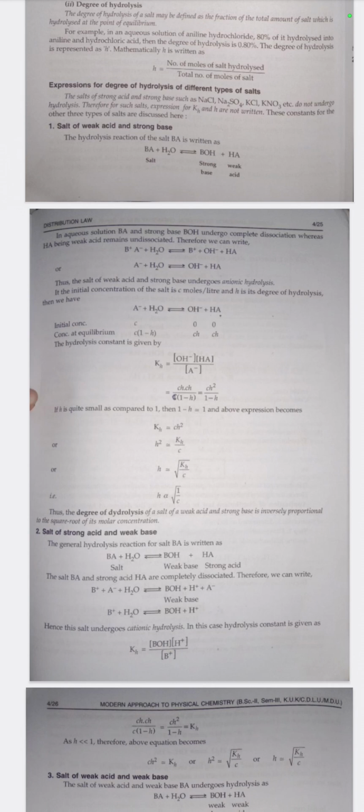The salt BA and strong acid HA are completely dissociated. Therefore, we can write B+ plus H2O in equilibrium with BOH plus H+. Hence, the salt undergoes cationic hydrolysis.